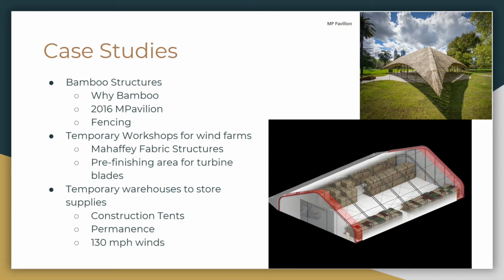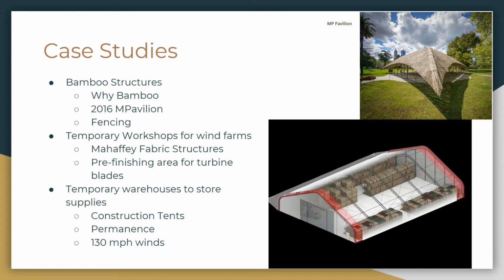The 2016 MP Pavilion, which can be seen on the left or on the right, is an example of a temporary bamboo structure. A structure such as this could be constructed to give workers a location to escape the elements, along with being able to keep components dry for the construction site. Bamboo can also be used for fencing and makes a good material for fencing due to its cheapness and also strength.